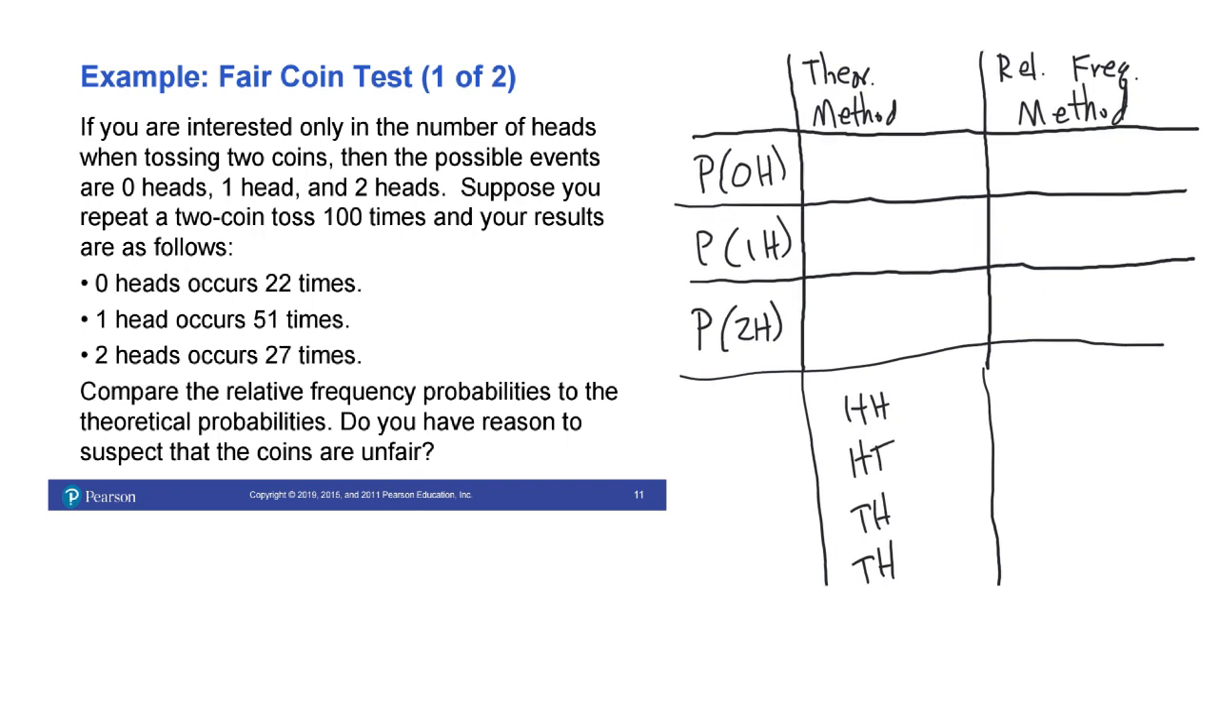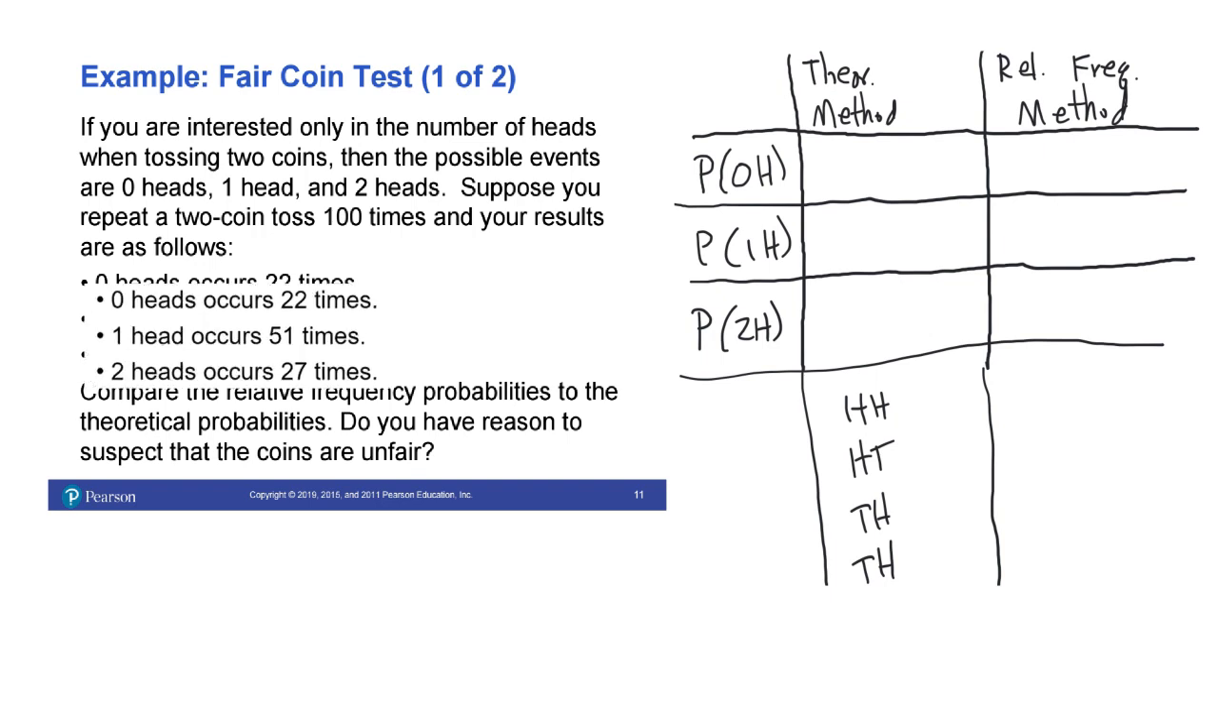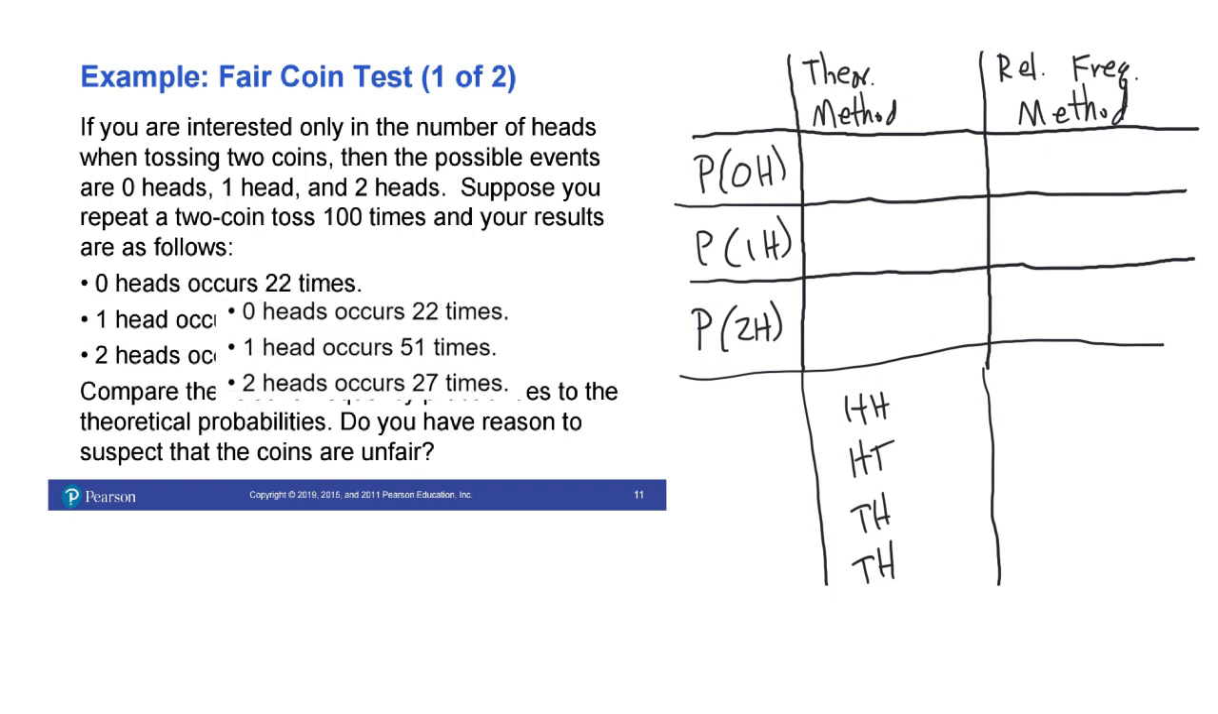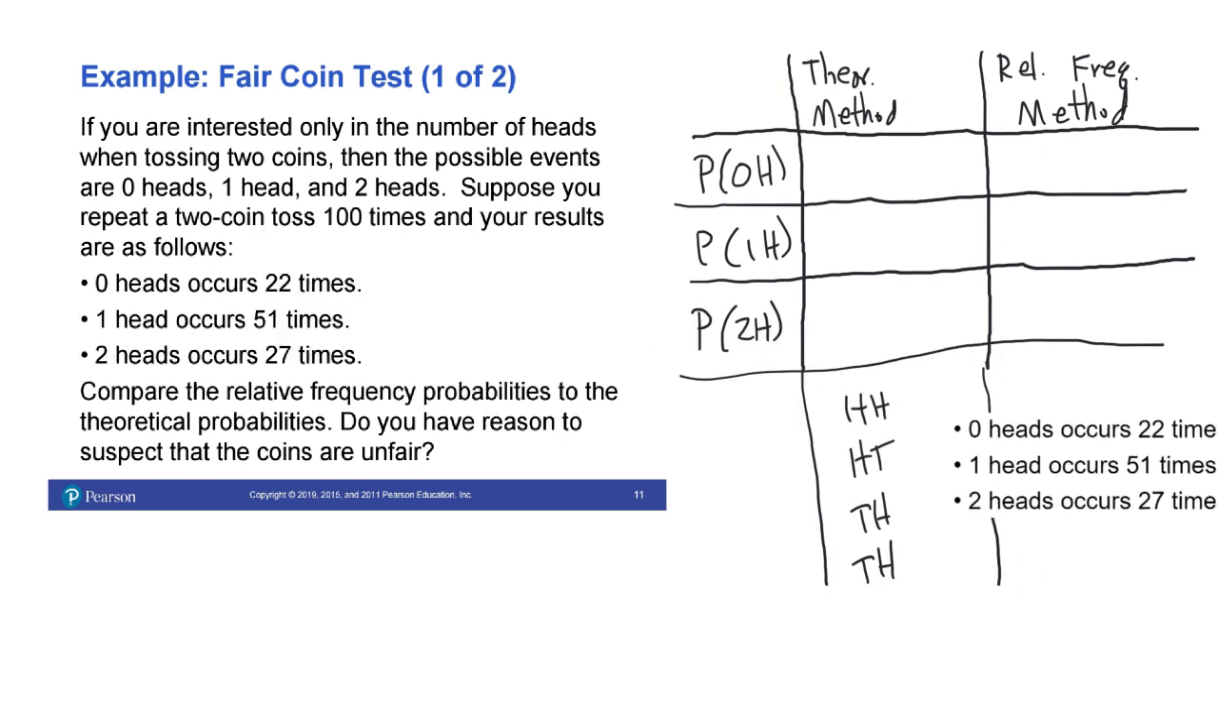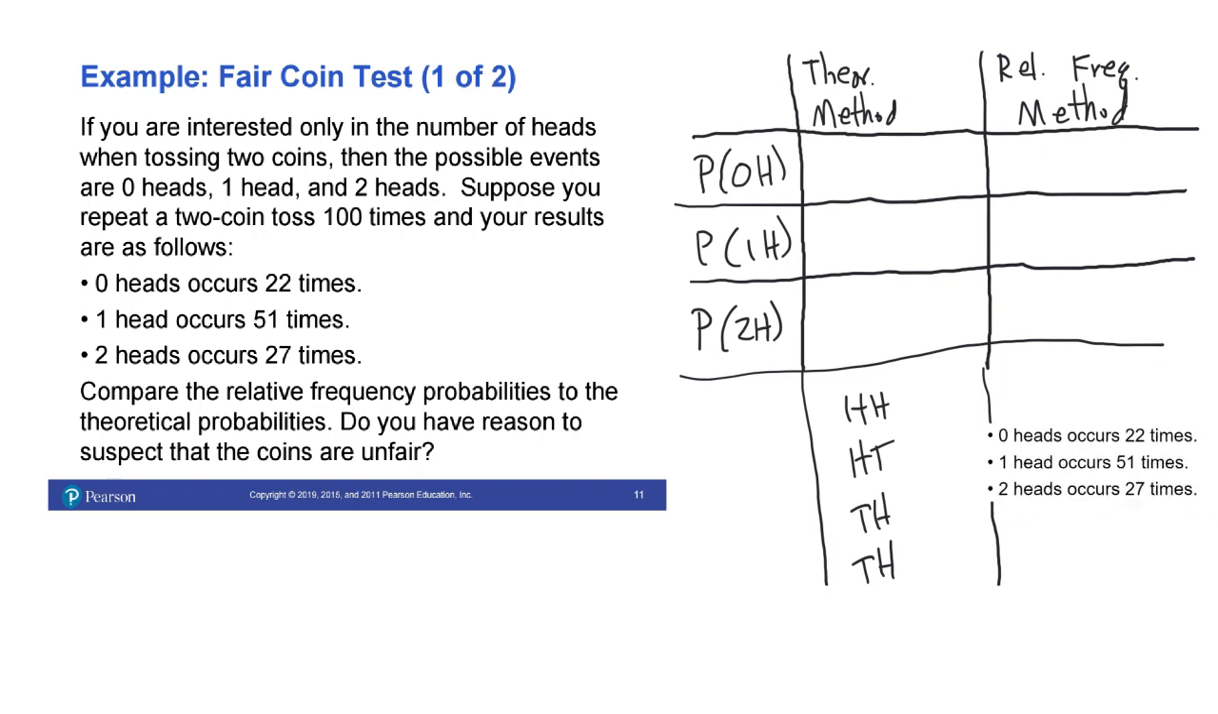So what I'm going to do is take this info and bring it over here. Shrink it down just a touch, and so there we go. So we have everything we need over here to calculate the theoretical probability. We'll use the outcomes, and the relative frequency method will use what happens when we made these observations. Let's do the theoretical method first.